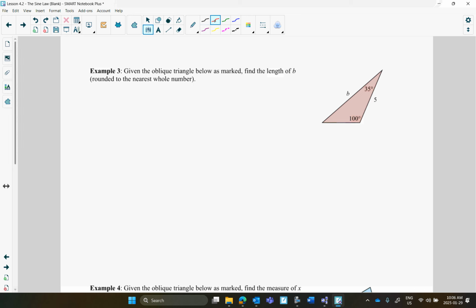So before we can actually use our formula, we have to find this angle. And it's 180 minus 35 minus 100. Or you just add 35 and 100, and you get 45 degrees. So you may have to figure out one of the angles first. But because we know an angle and its side opposite, that means we can use sine law.